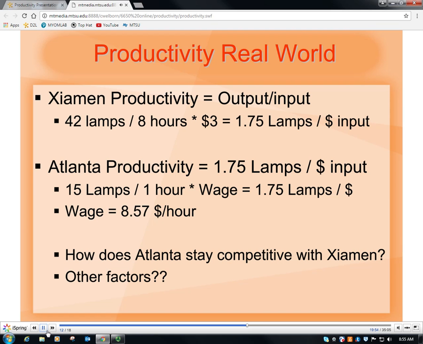Then I think about productivity in Atlanta. The question said, what wage can an Atlanta employee make and still have the same productivity? So I know that I want my Atlanta productivity to be the same as the Xiamen productivity. I want it to be 1.75 lamps per dollar of input. And I know that in Atlanta, the employee makes 15 lamps for every 1 hour.